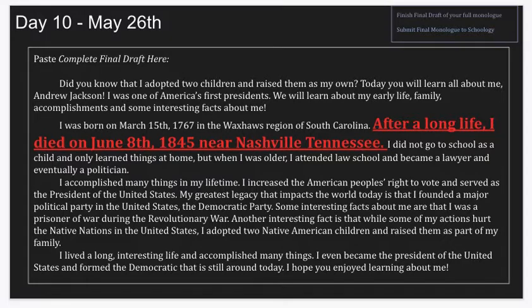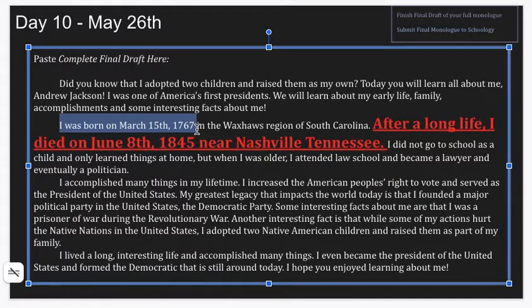Chronological means that something moves in the order that the events happened. It goes from the furthest period ago up to the most recent. Now, as you're reading through, your monologue should be written in chronological order. That means it goes from the earliest part of your figure's life to the latest part. I have my example about Andrew Jackson written on this slide here.